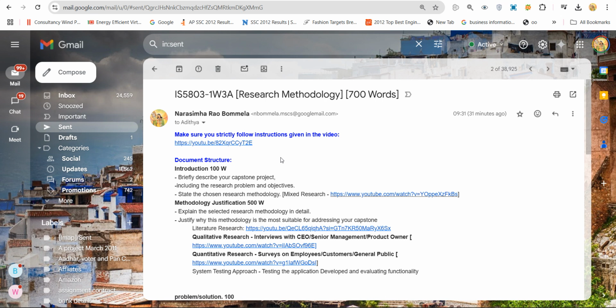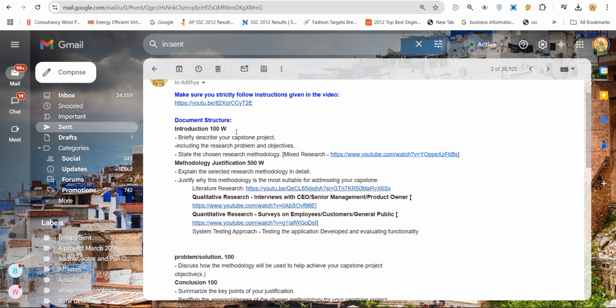So here I have provided you some sort of clear documentation structure. Please follow that and make sure you write everything in 700 words. Here I have given it for 800 words, but reduce the methodology section to 400 words and finish this section in 400 words and the remaining all three in 100 words. It will be done. Okay.